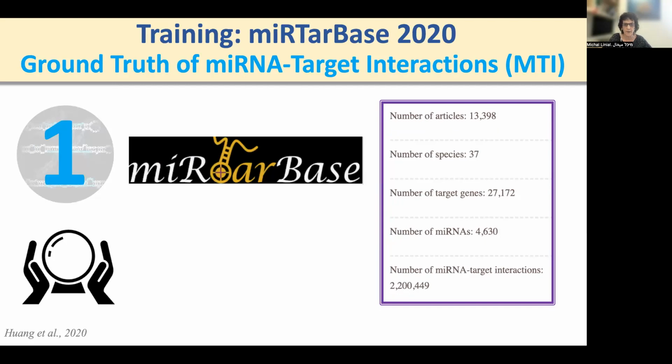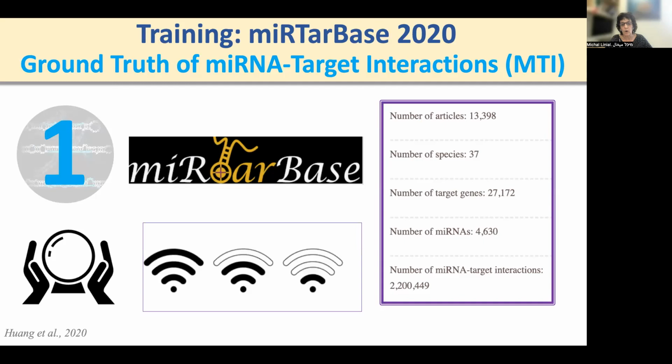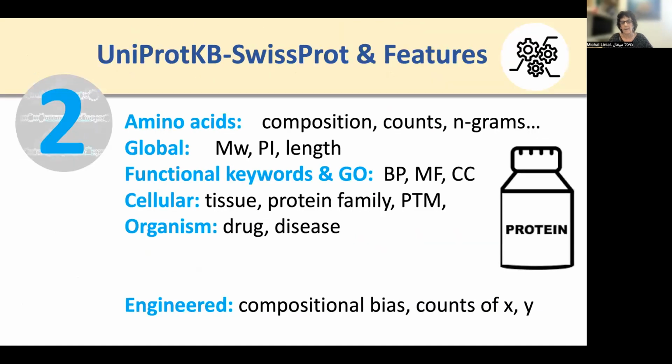So in order to do this study, we took the state-of-the-art of miRTarBase, which has a lot of information, and we were relying on the strong signal of those with high or very high levels of evidence. We took everything that we know about proteins, including amino acids, the global information on proteins, keywords, cellular localization, organism, drugs, and so on and so forth.